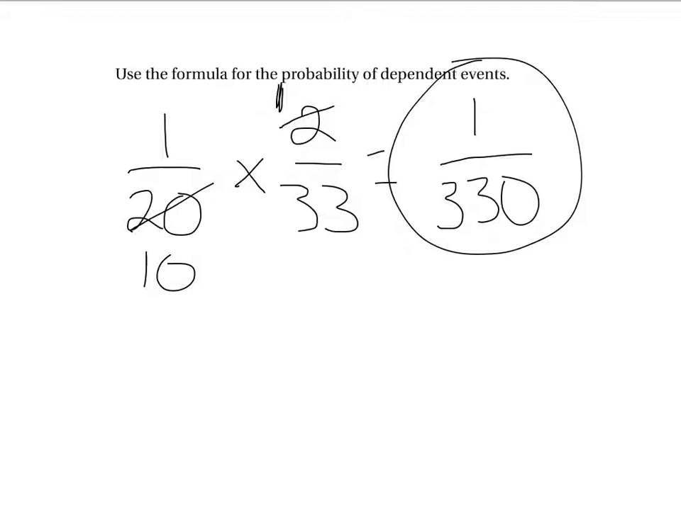Again, what's the point here? A dependent event. What happens the first time is going to affect the second one.